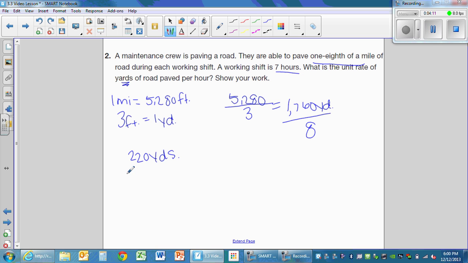So be careful. All right, now that we know our total yardage, we need to find out how many yards per hour. So we're doing this per hour or for every hour, and the shift is 7 hours. Again, we want a unit rate of change, so that means it needs to be over 1. I'm going to divide both sides by 7, and I'll get 31.4 yards. So this company paves 31.4 yards per hour.